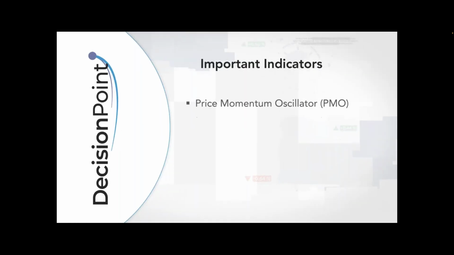So the important indicators that I follow, first of all, is the Price Momentum Oscillator, the PMO. This was developed by Decision Point many, many years ago by my father. I helped him a little bit with the algebra. And it really mimics, I wouldn't say the MACD so much. It's very similar to the MACD, but it mimics more of the PPO, the Percentage Price Oscillator. So if you don't have access to the PMO, you can get it on stockcharts.com.